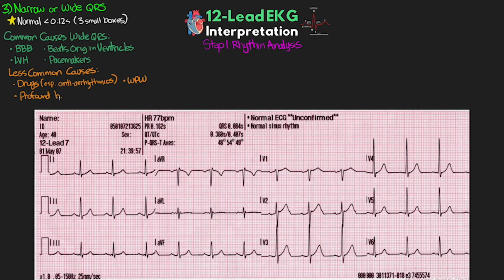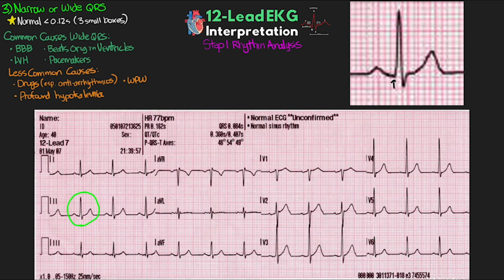Again, in our example here, it's a little hard to tell, but we are less than 3 boxes, a little bit over 2. And here we can see the computer is telling us that the QRS is 0.084 seconds, and 2 small boxes is 0.08 seconds. So again, we also agree with this here.